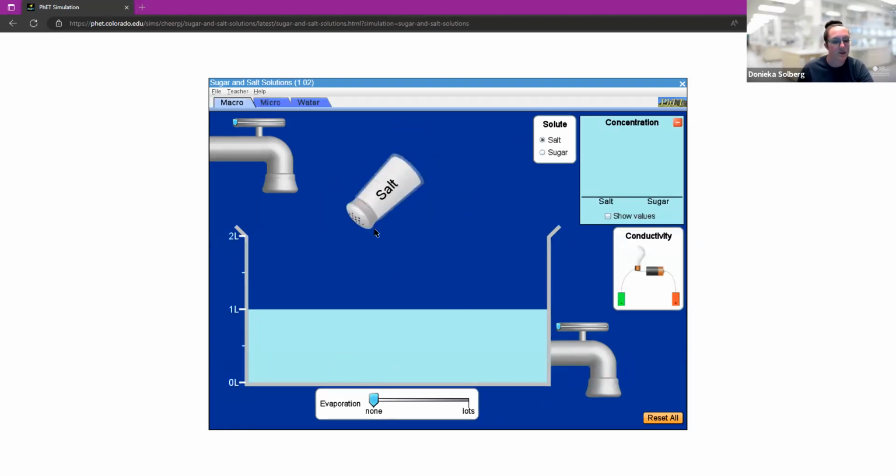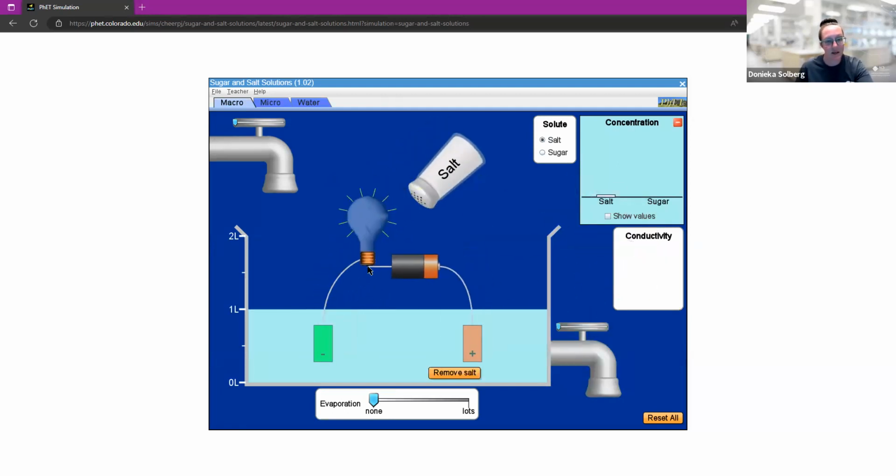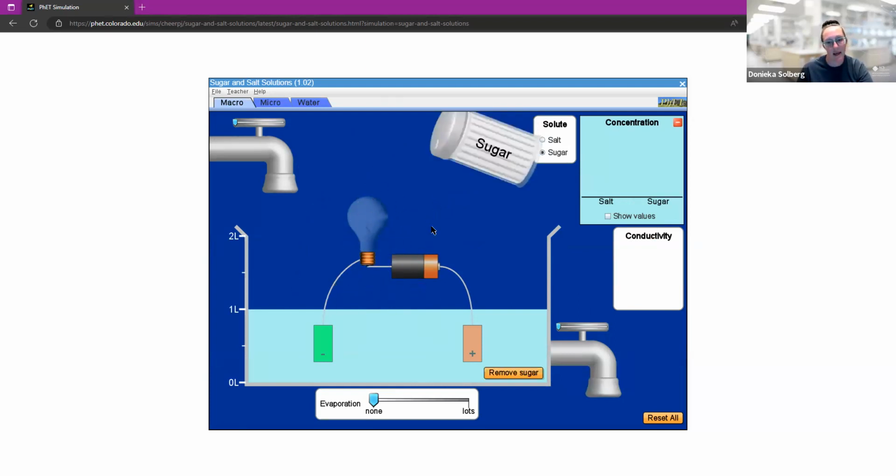All right, so if you go on a bigger scale, put salt in there, this will light up the light bulb, you can see because of the little things here. And then if you remove the salt, it turns off. And if I put in sugar, it will not light up the light bulb. And that is really the difference between an electrolyte and a non-electrolyte.